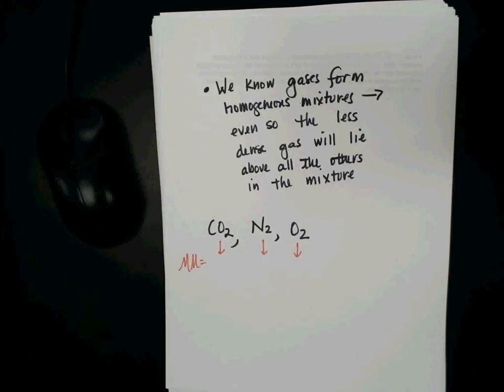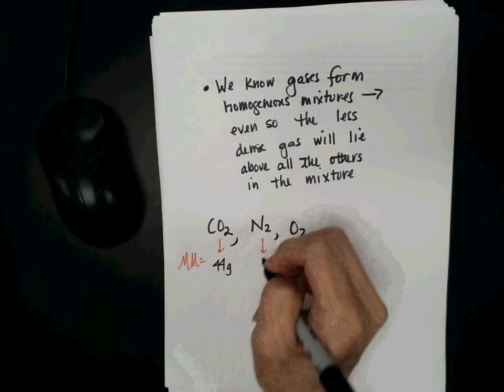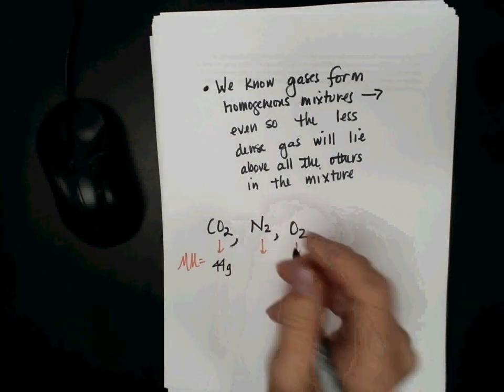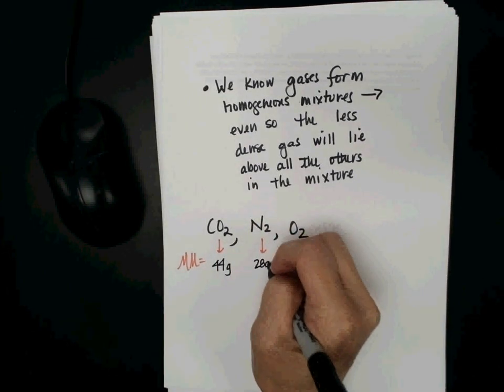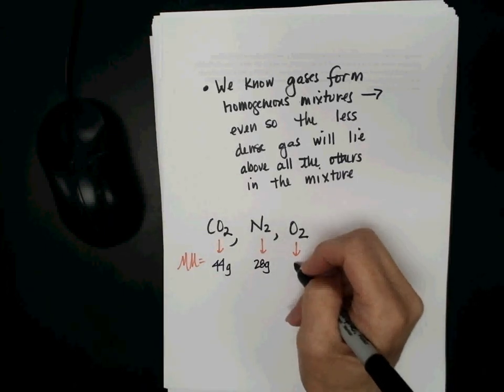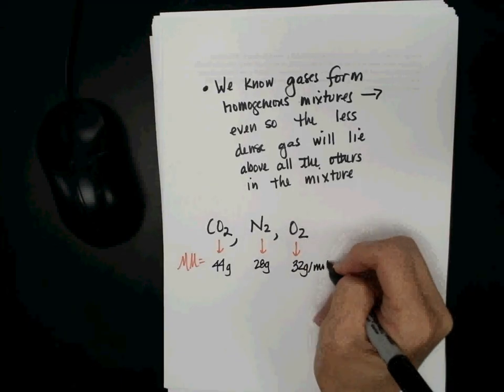Okay, what's the molar mass of carbon dioxide? Seneca? It is. N2, nitrogen gas. What's the molar mass, Carly? 28 grams. And O2 is what, Kira? 32. Always forget I've got two of you guys.